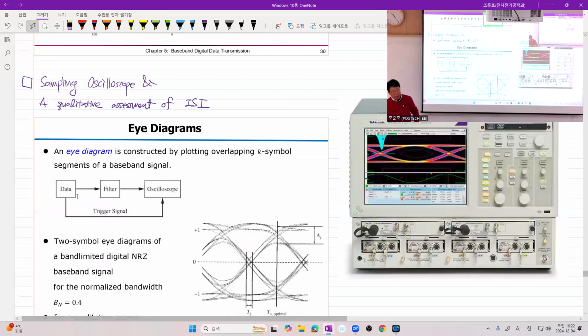Now, here goes the terminology you need to know, called eye diagram or eye pattern.